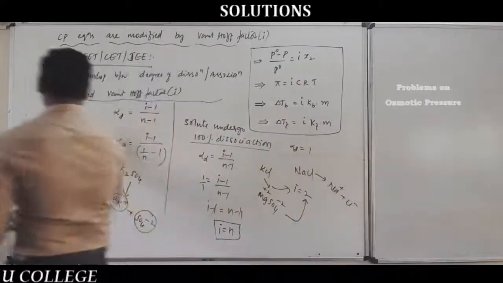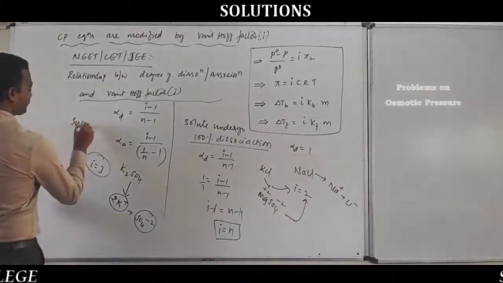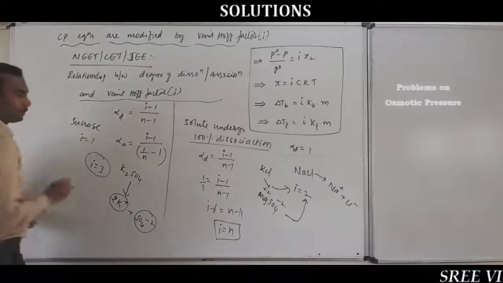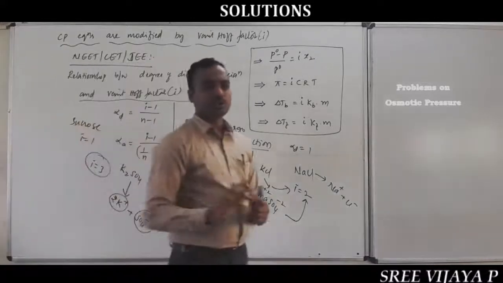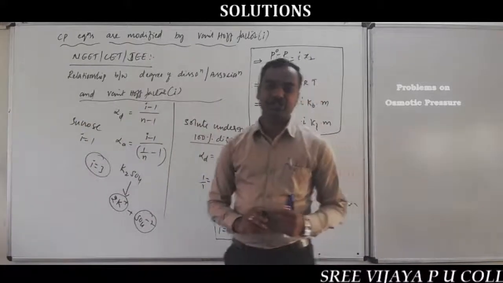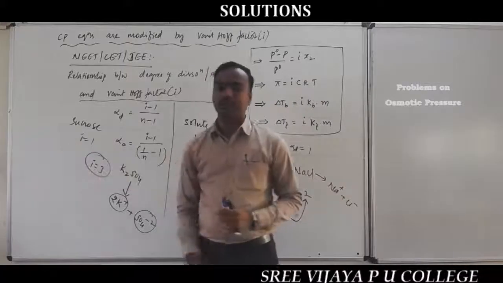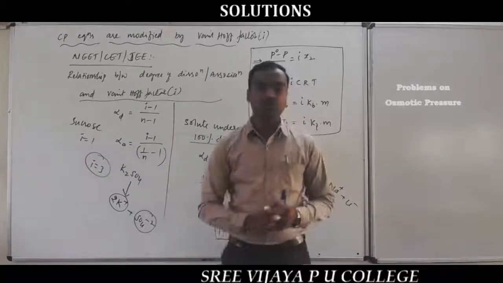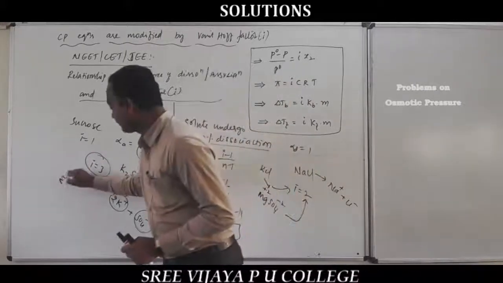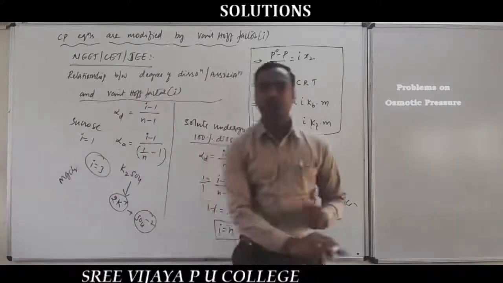Similarly, sucrose. What is the i value? The i value is equal to 1. I already said sucrose does not undergo any association or dissociation. Therefore, the i value is equal to 1. For urea, again the i value is equal to 1. So let me take one more example. Magnesium chloride. What is the i value?